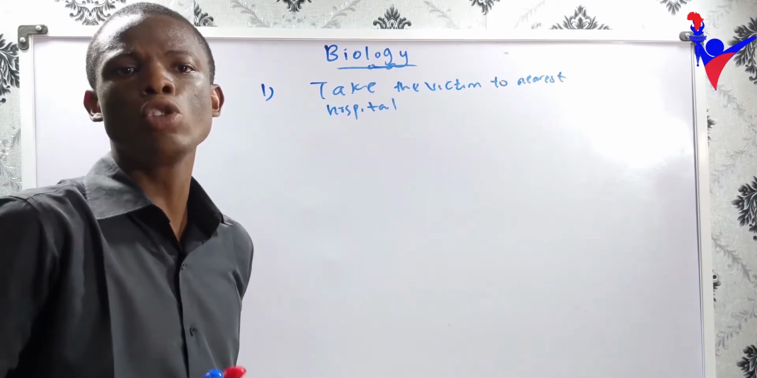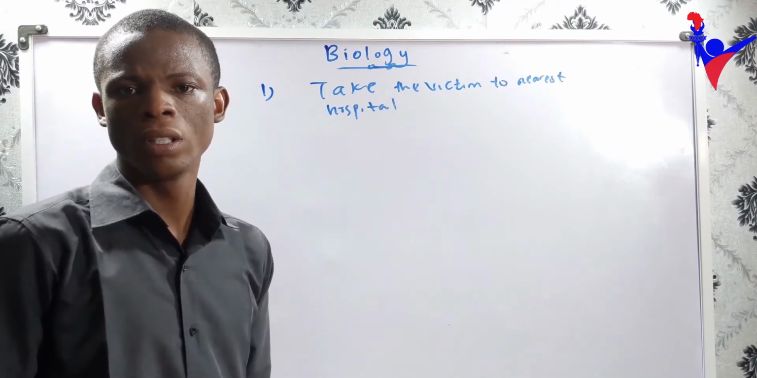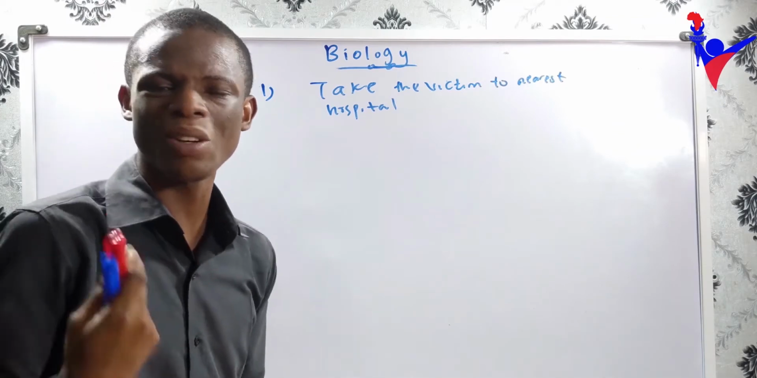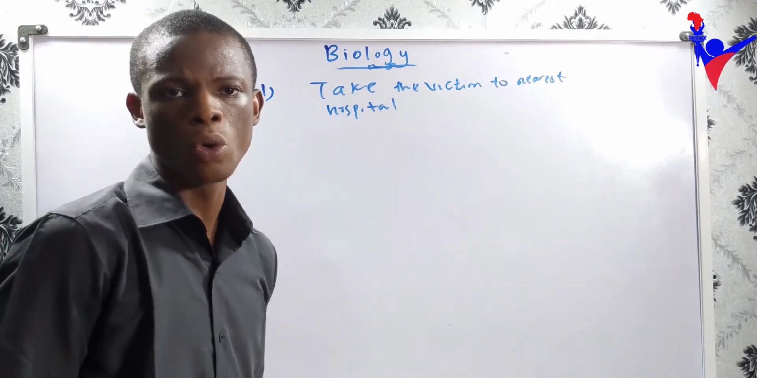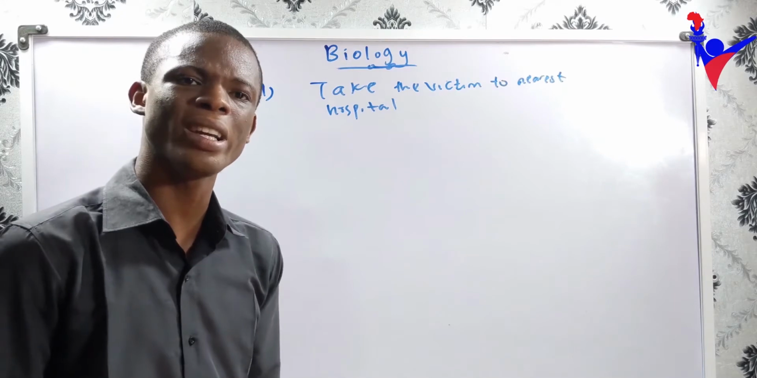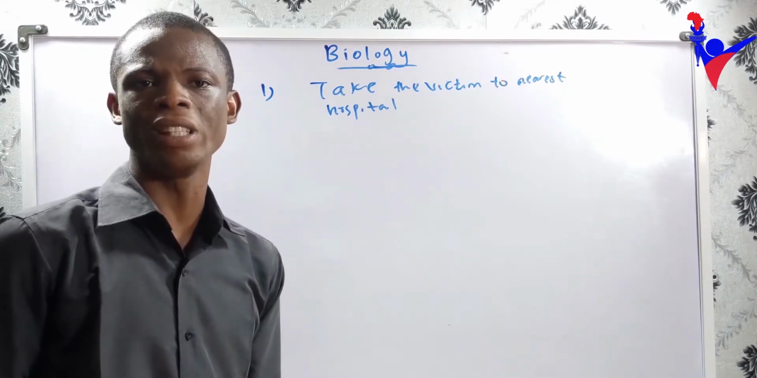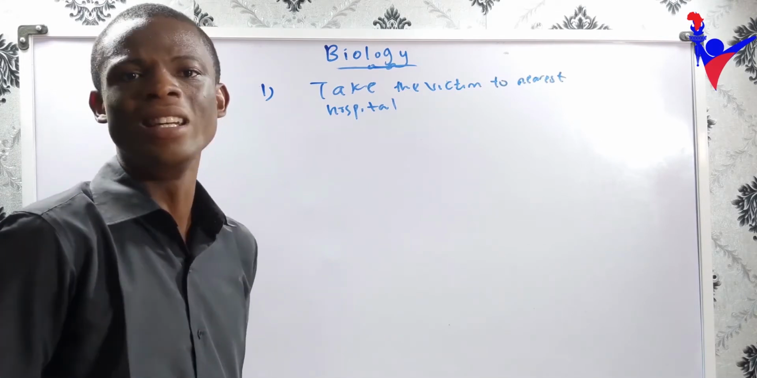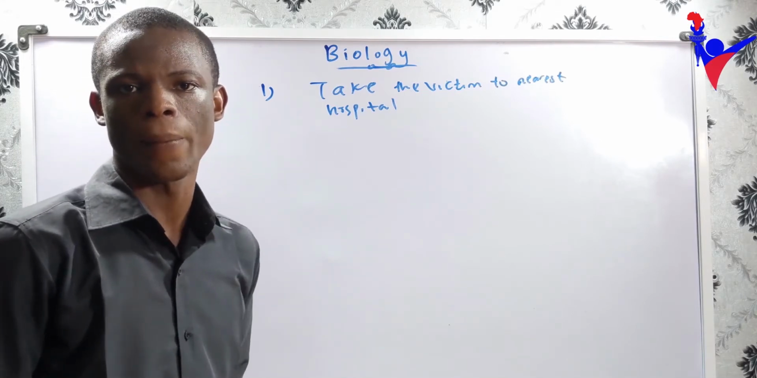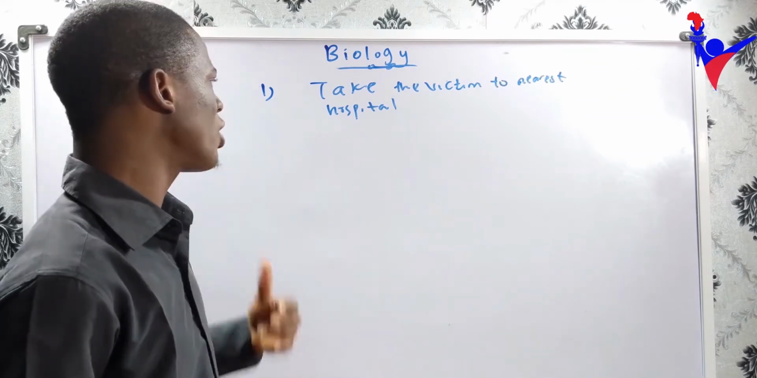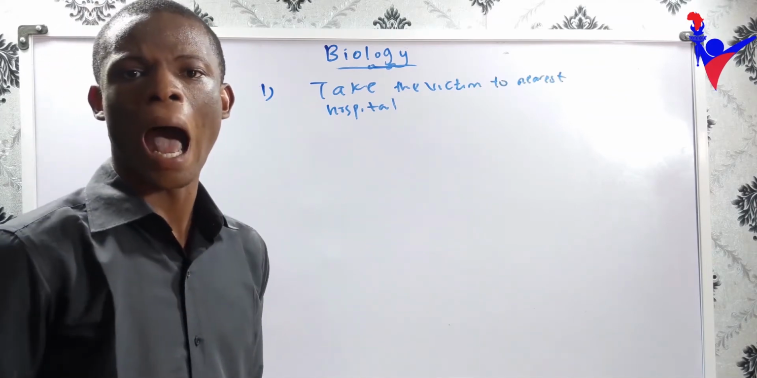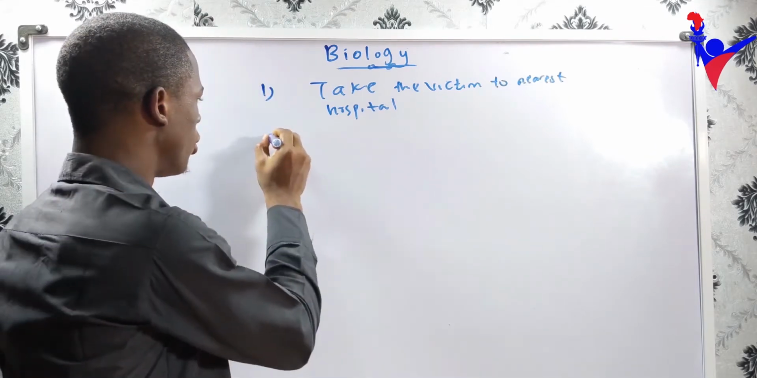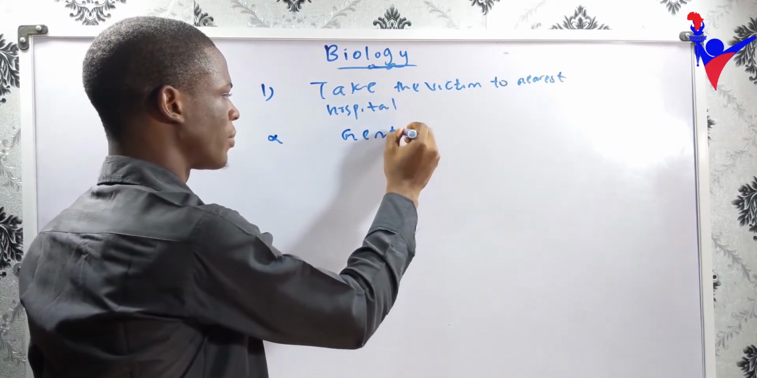to know the genotype of the patient or the person whose blood is being lost. So the genotype is crucial to know, take notes, so as to avoid something that we'll call agglutination. Agglutination is a serious thing that can lead to the man's death. After you've taken the victim to the nearest hospital and the genotype has been carried out, the next thing, just follow.